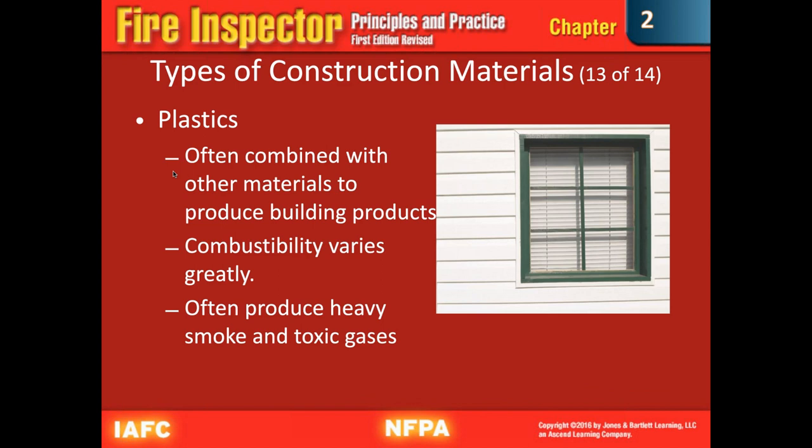Plastics are often combined with other materials to produce building products, and we usually see this as more of a design feature than a structural feature. So we see this in vinyl siding, window frames, skylights, exterior and interior insulation, pipes and fittings, some tub and shower enclosures, lighting fixtures, carpet and flooring coverings. It's pretty much everywhere. We cover our house in it. We fill our house with it.